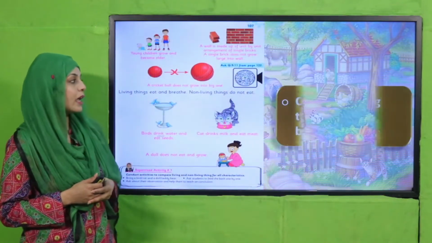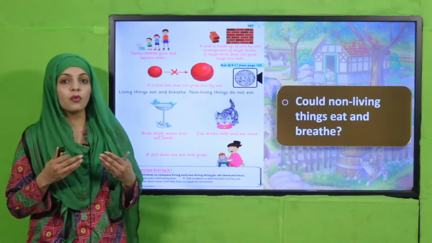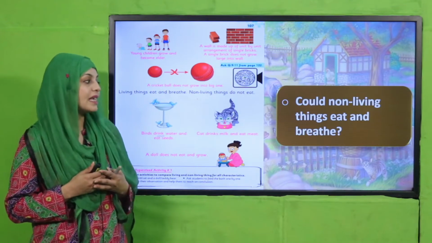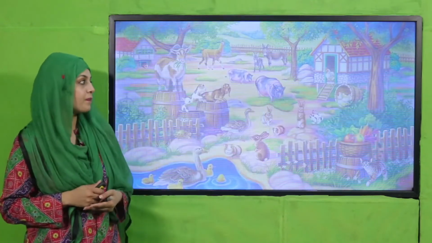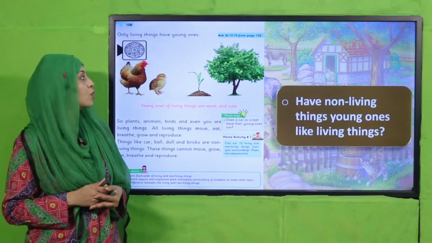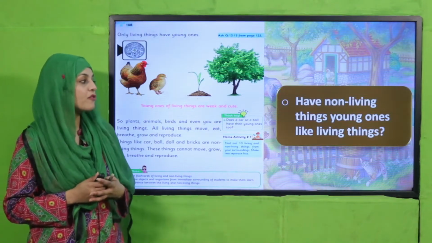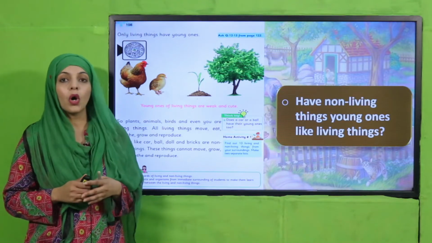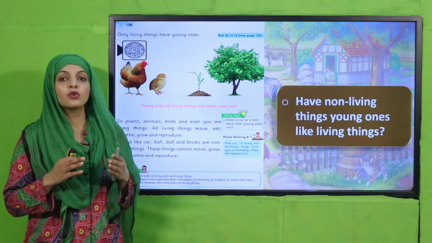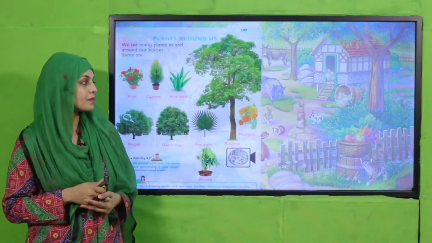Okay, then again we discussed different modes of movement. So can non-living things eat and breathe? No, only living things can eat and breathe. Then we discussed again living and non-living things. So do non-living things have young ones like living things? No, only living things can reproduce, plants and animals.